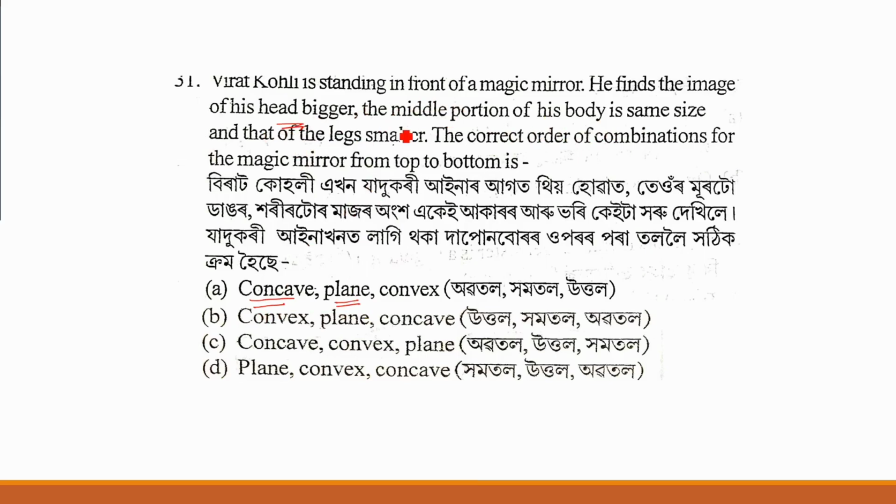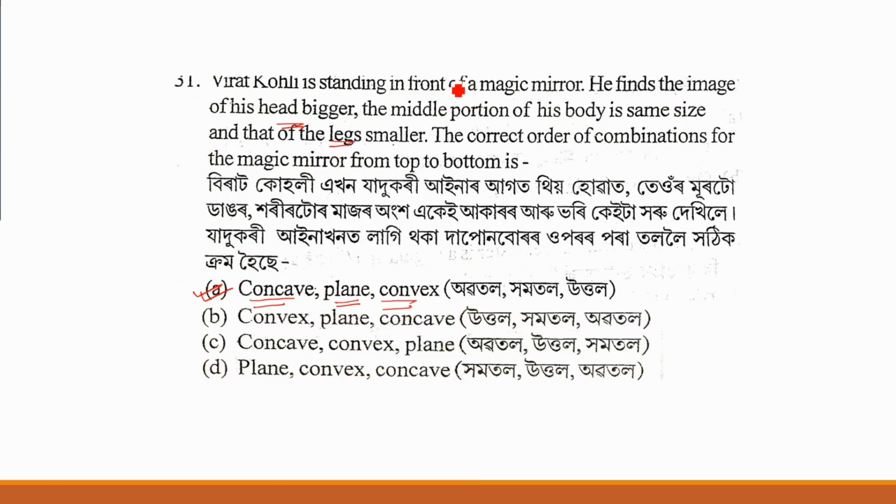He finds the image of his head bigger, the middle portion of his body is same size, and that of the legs smaller. So the legs is smaller, so the third mirror will be what? This one, convex. So our correct option will be: concave, plane, and convex.